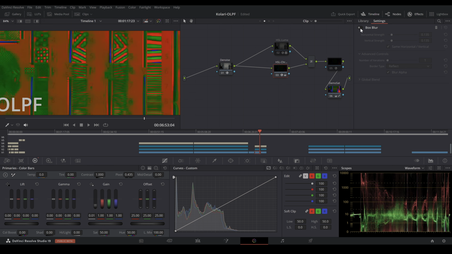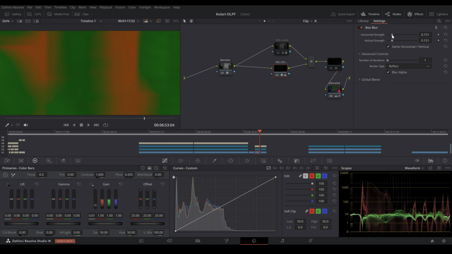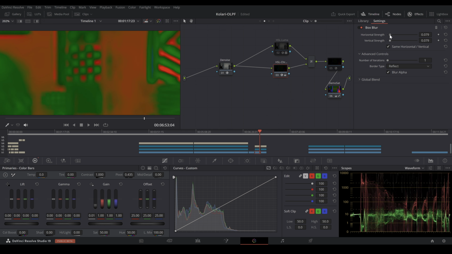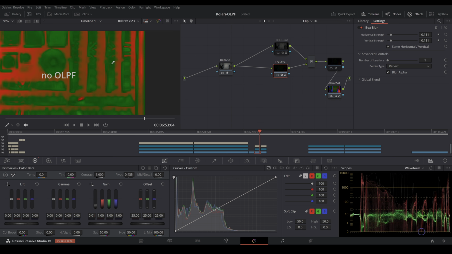So I applied here a box blur filter. You can experiment also with different blurs. And as you can see from this color information, we go suddenly to having just red and green, or whatever this color is in the end. Then you can also play with the blur strength until the moire is being removed. So 0.11 is pretty good.